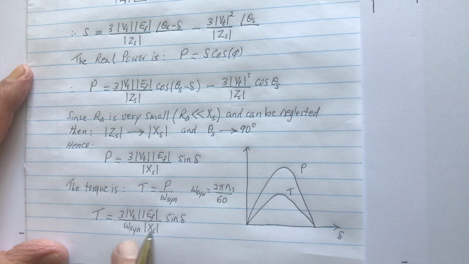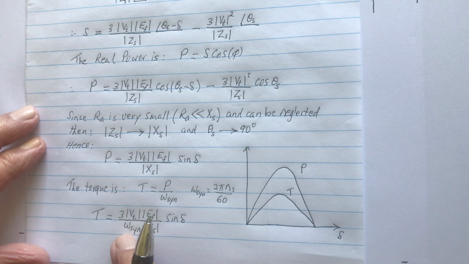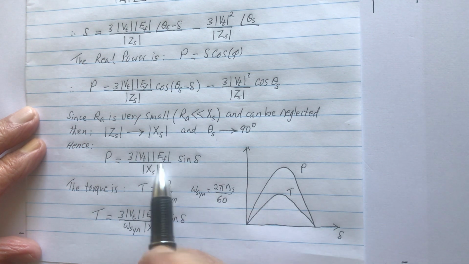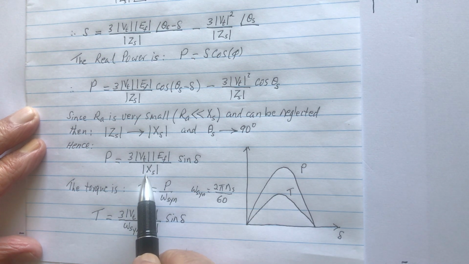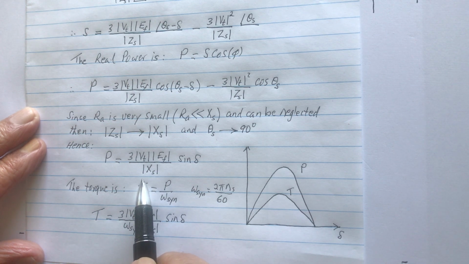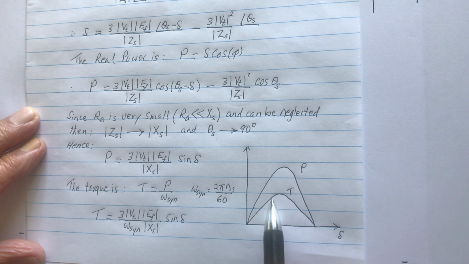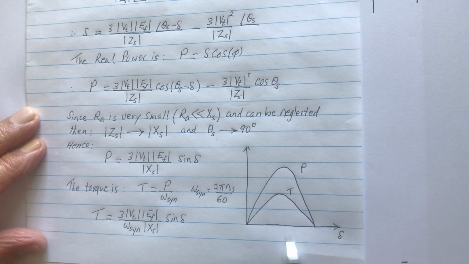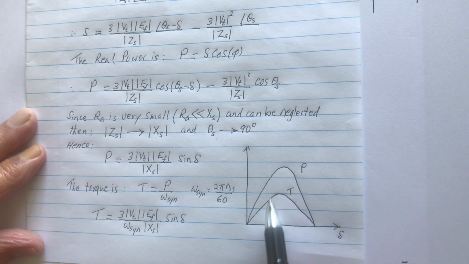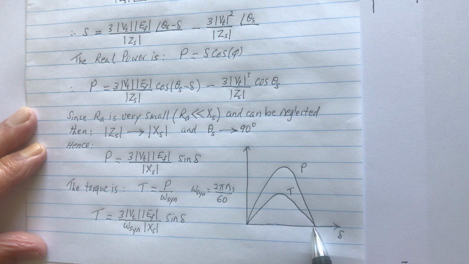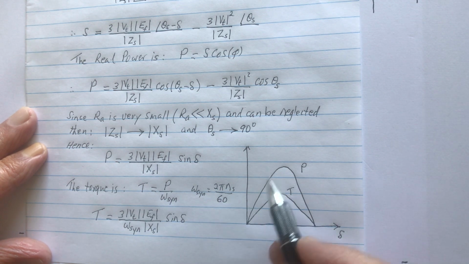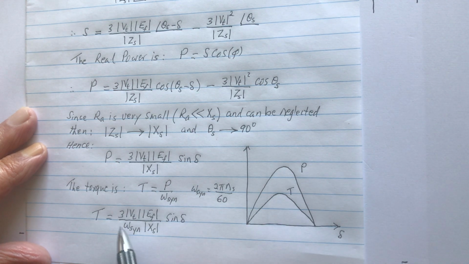From the power equation and the torque equation, we can deduce that this term, 3 VT EF divided by XS, for the power is the P max, maximum power. And if we draw the power curve, the power with delta, then we have this curve, a sine function. We'll have the same curve for the torque, but scaled down by omega synchronous.